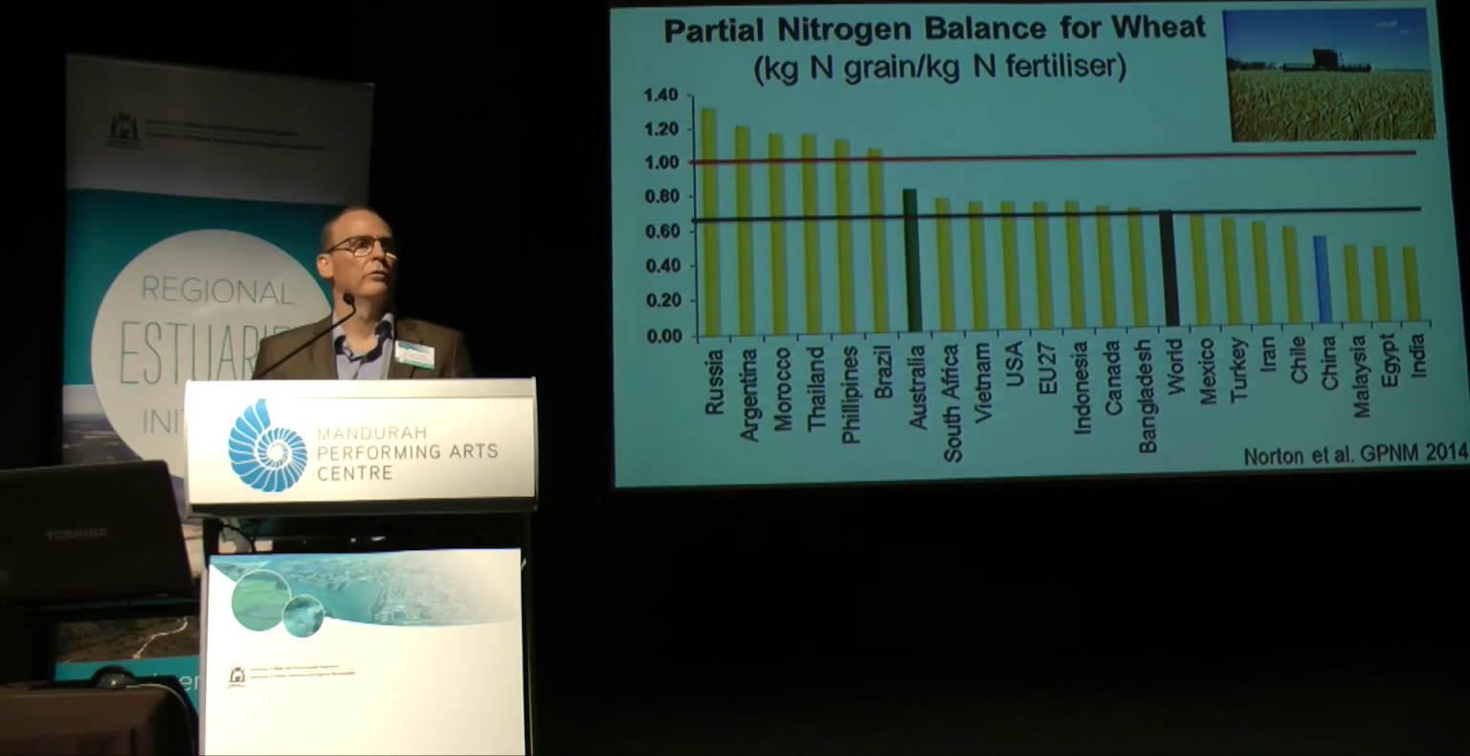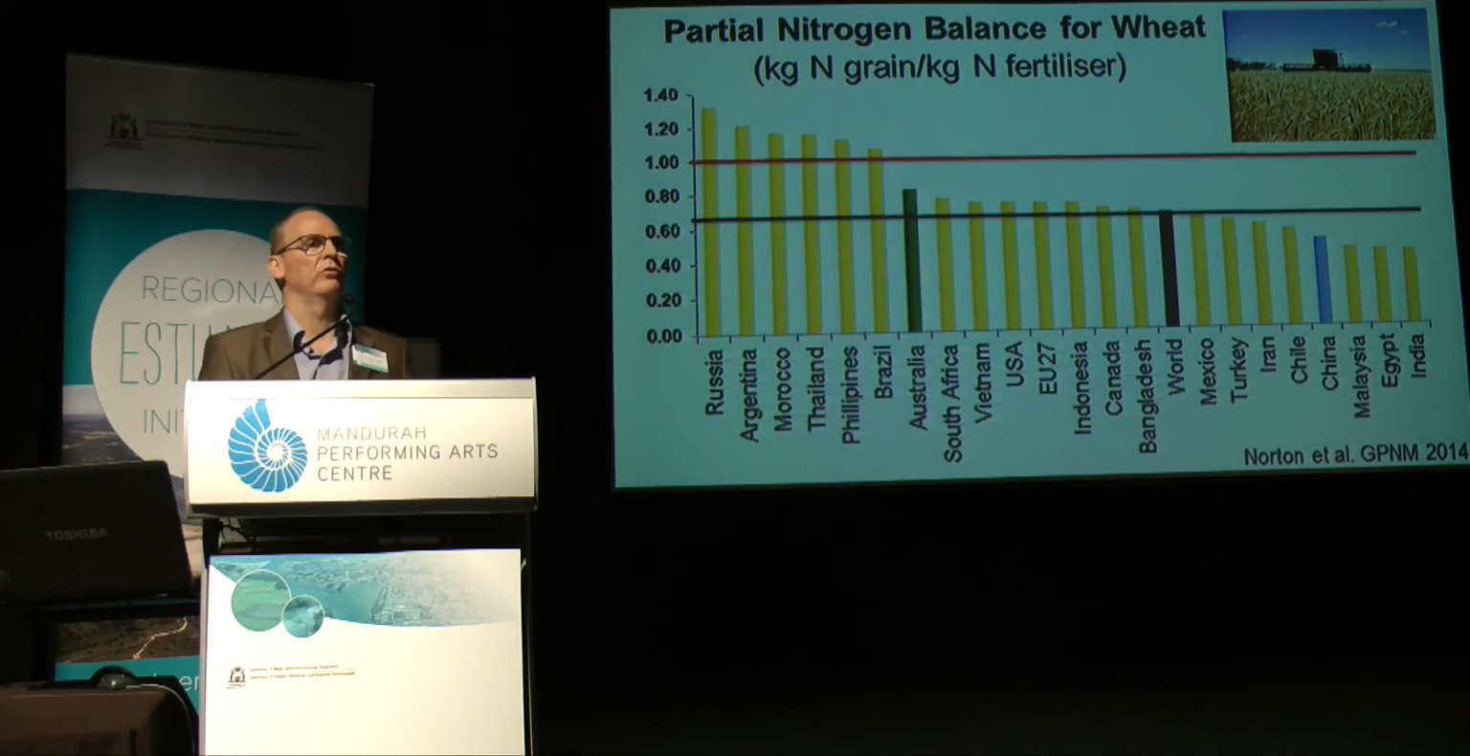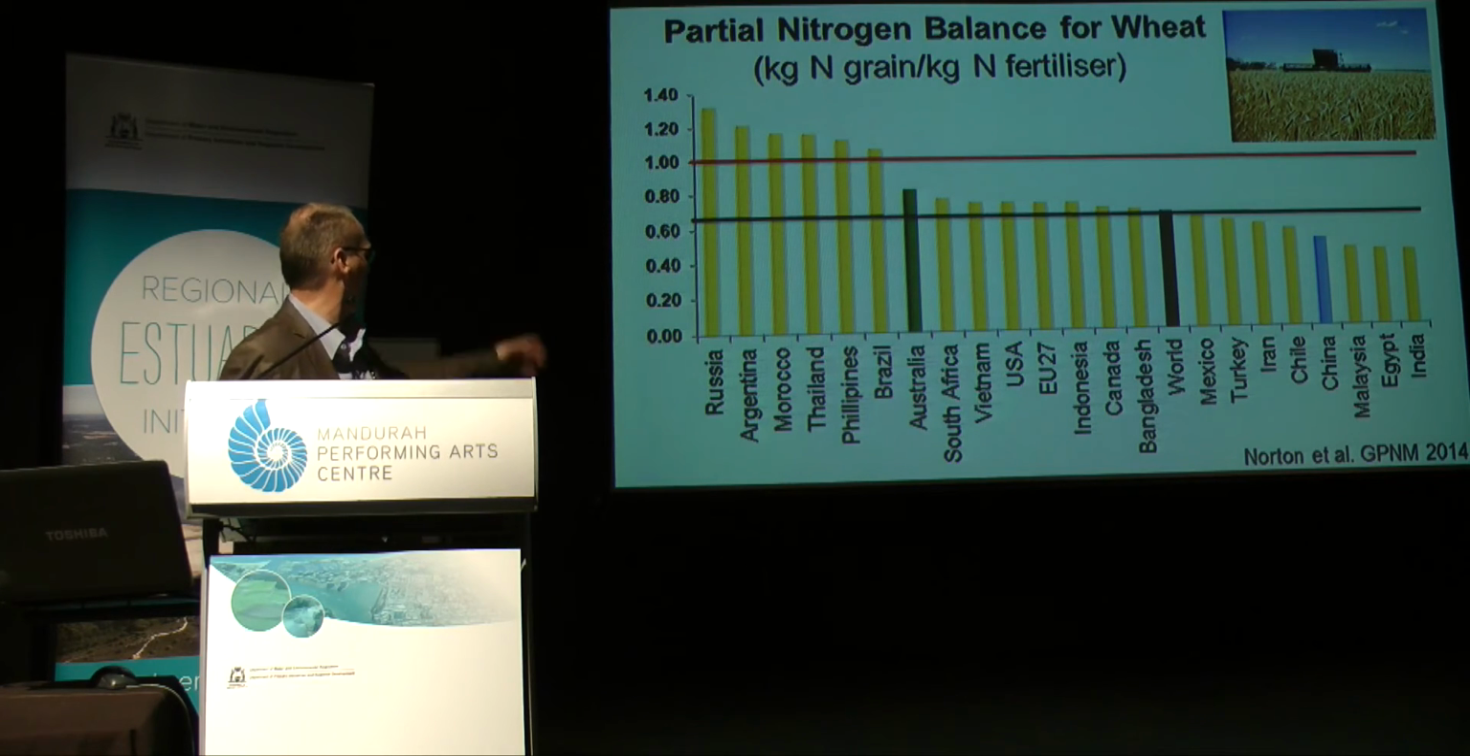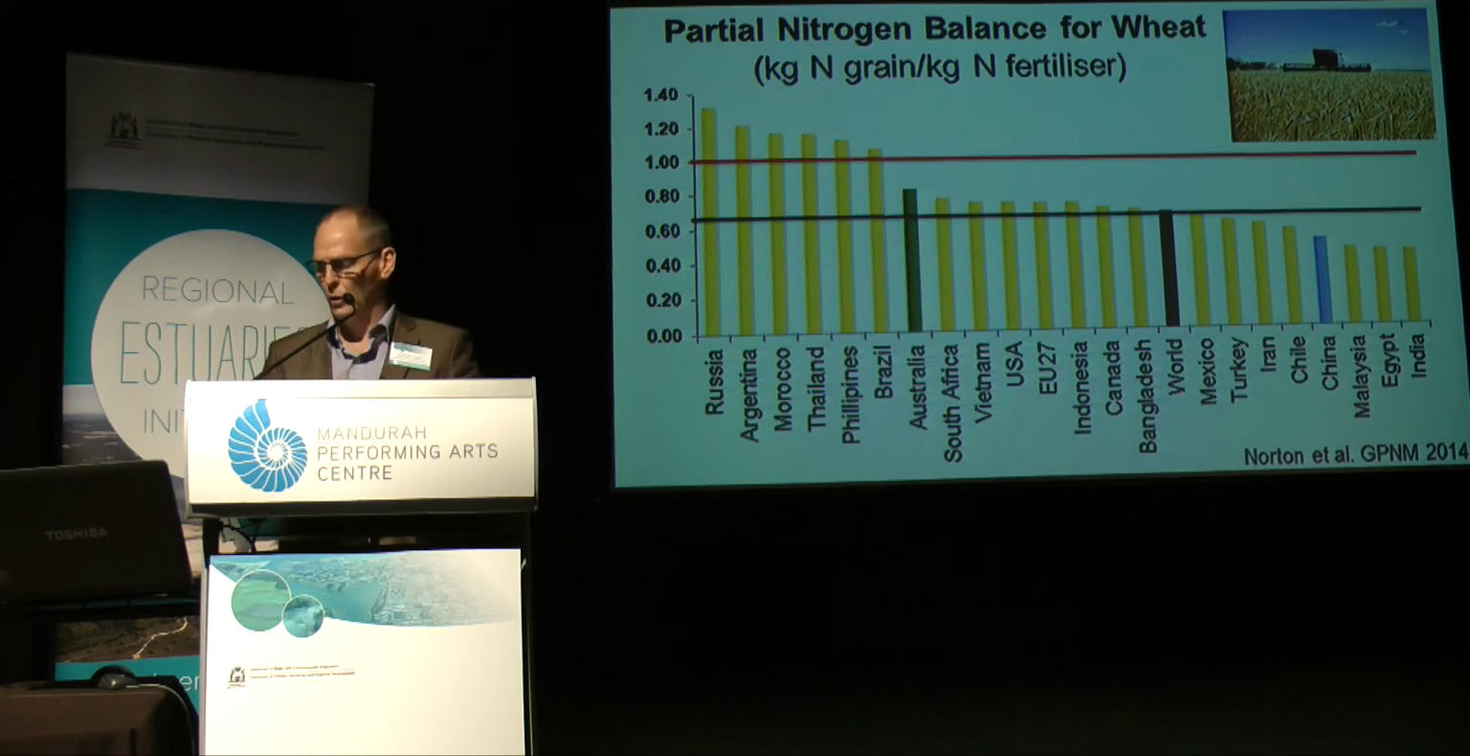So here's a list of all of the major grain producing regions of the world. And the black line that's shown there is the global average, which is about 65%. So a nitrogen use efficiency of about 65%. Australia there in green, is it green? Anyway, over here, is about 82%. And I talked about China before, and it's just under 50%. So you can see how we benchmark.